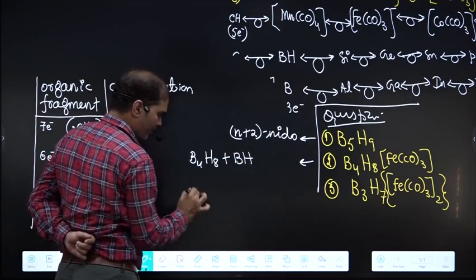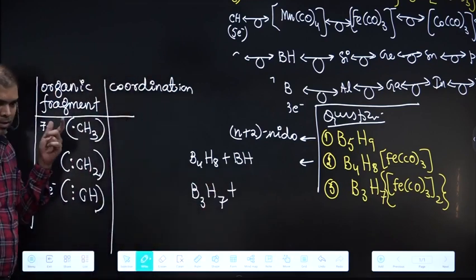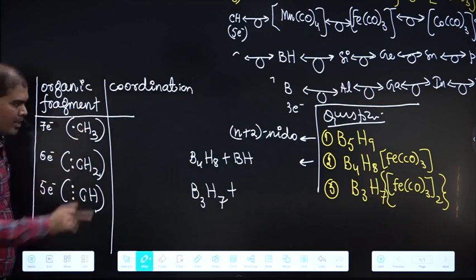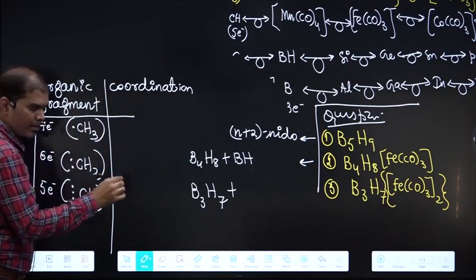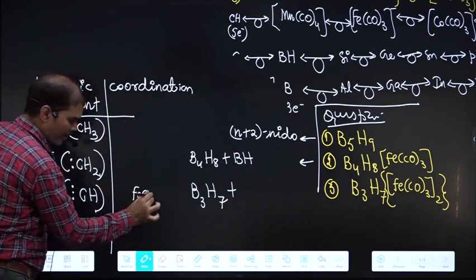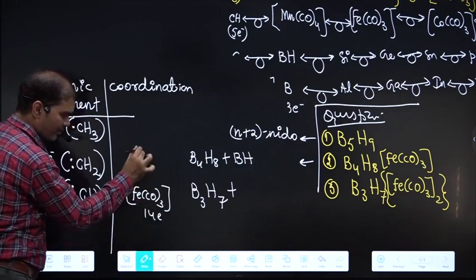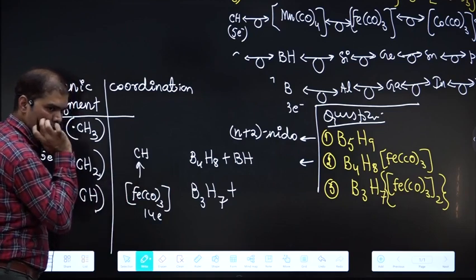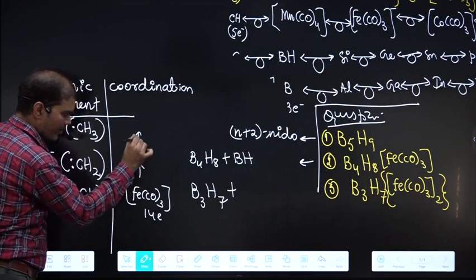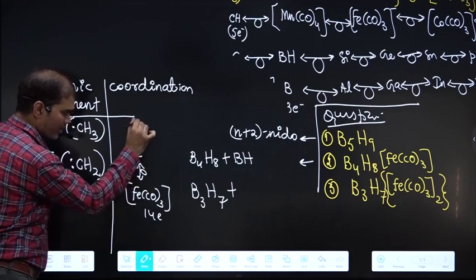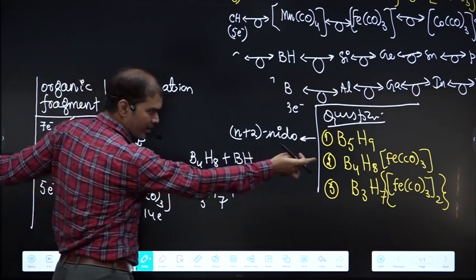Next one, B3H7 plus how many FeCO3s? 2 FeCO3s. Each FeCO3 unit is isolobal with, in the previous one, you just see, FeCO3 is isolobal with CH, CH or C? C. A C is isolobal with a BH. So put all into BH terms. Okay. So how many BH are there? 2.